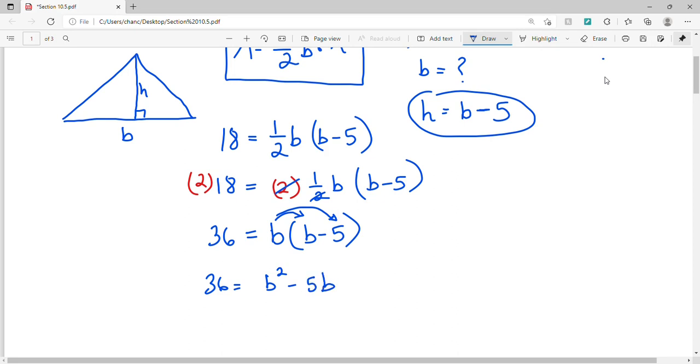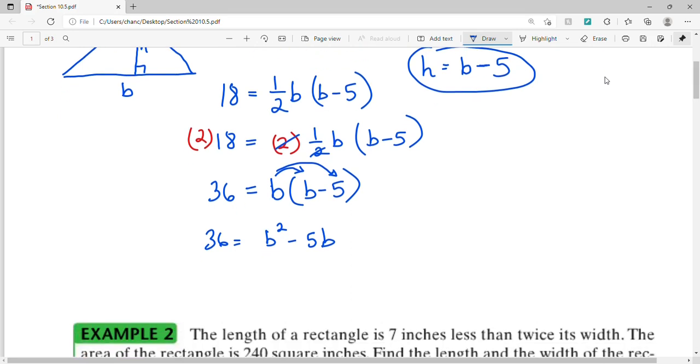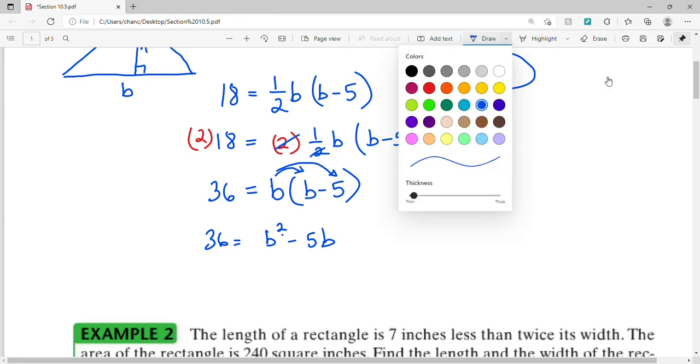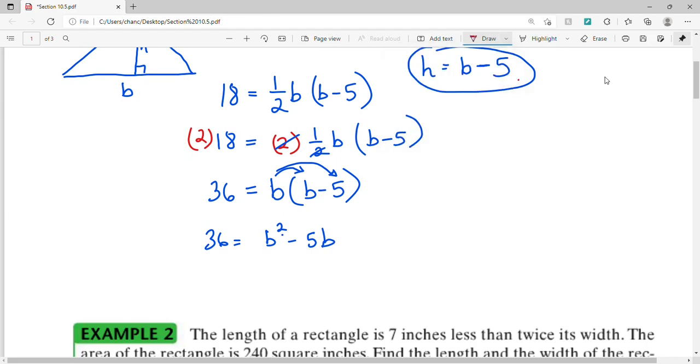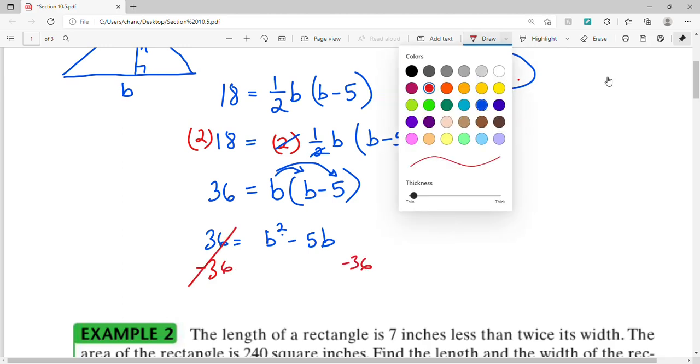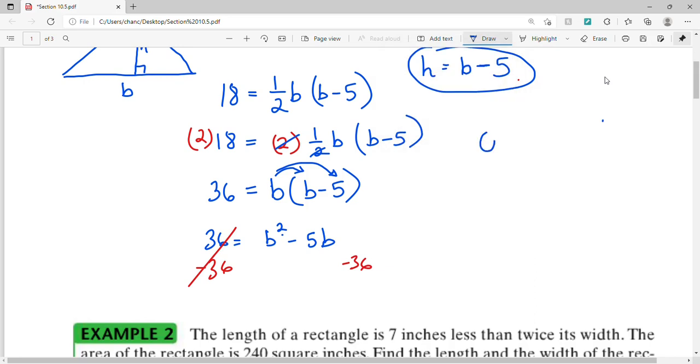Now this looks like a quadratic. We have a power of 2, so we want to set that in standard form. So we'll start by subtracting 36 to both sides. We'll subtract 36 to both sides. And that means our equation is now equal to 0. So we have 0 equals b squared minus 5b minus 36.